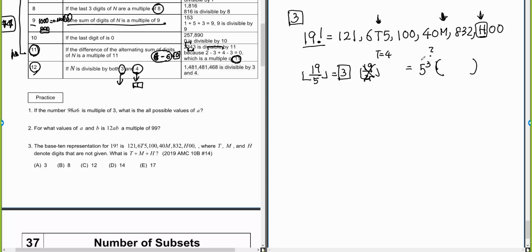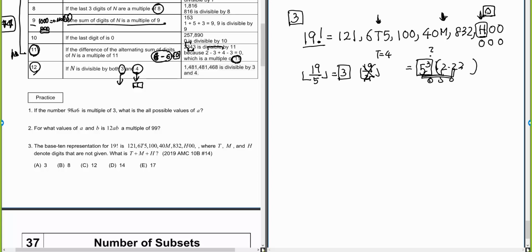Okay? So this is 5 cubed, which means what? This number ends with what? 3 zeros. Is it okay? So we have a lot of 2s, what is that? A lot of 2s. 1, 2, 5, 10, 0, another 0, another 0. So H equals 0, we know that.